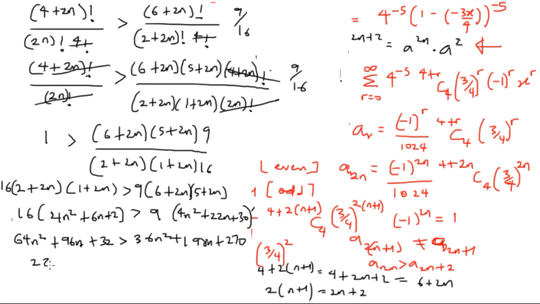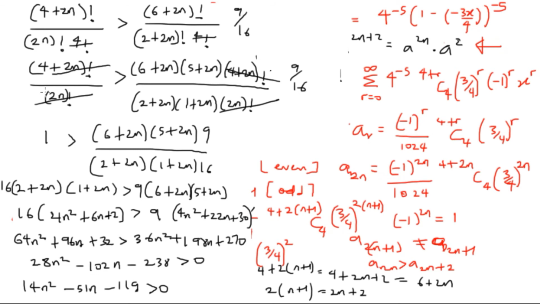So if I take 36n to the other side and then I collect some like terms, I should have 28n squared minus 102n minus 238, which is greater than 0. So if I reduce it by dividing through by 2, I'll have something of this nature: 14n squared minus 51n minus 119 greater than 0.